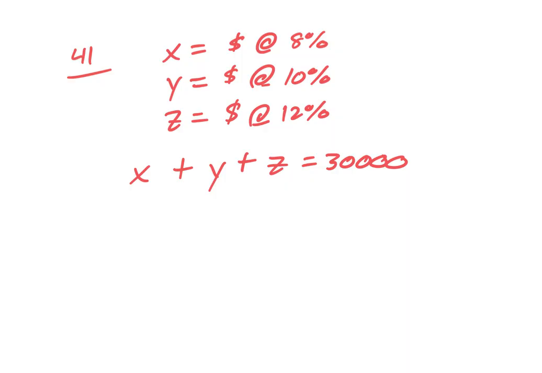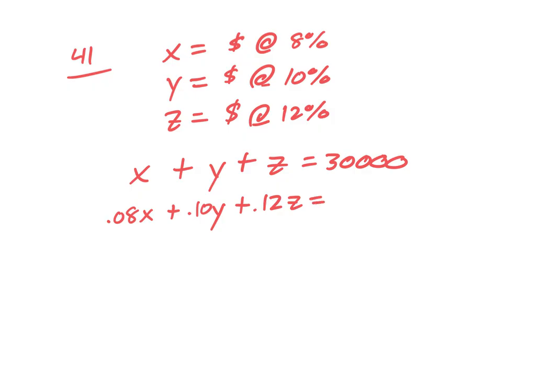Okay, how'd you get that? Yeah, just multiply, right? We're going to take whatever this is times 8%. So we're going to take 0.08 times X plus 0.10 times Y plus 0.12 times Z.